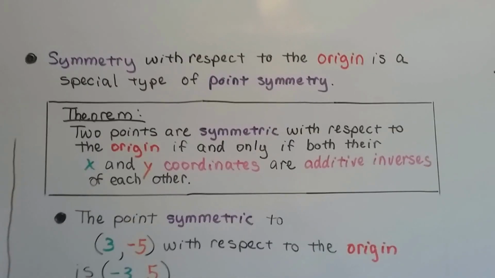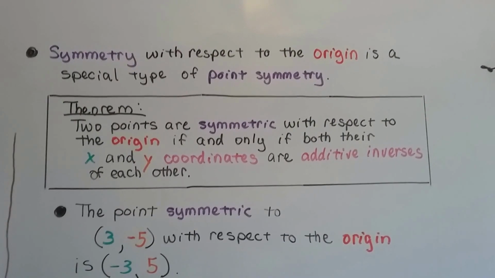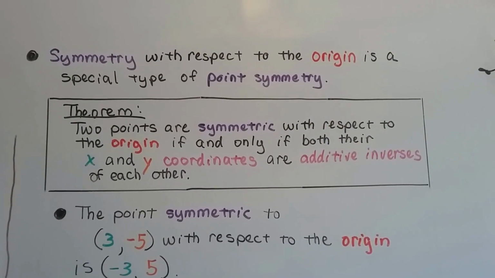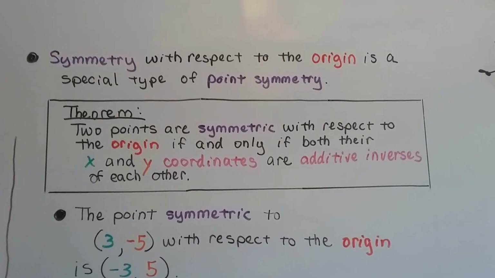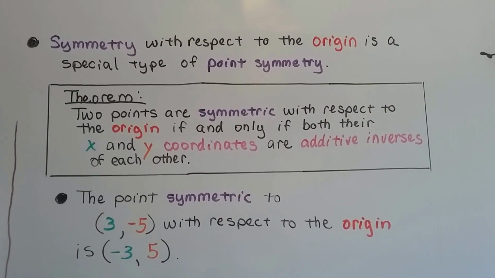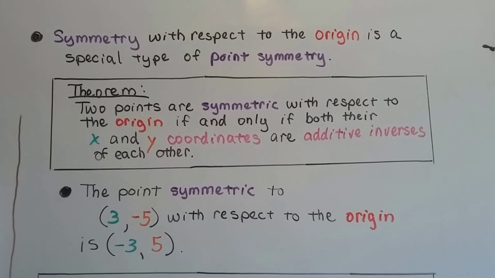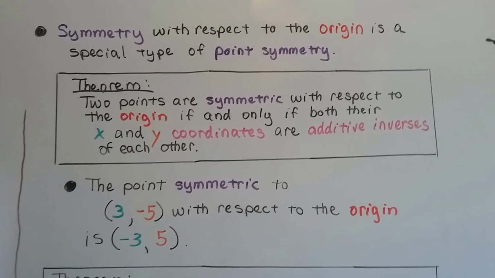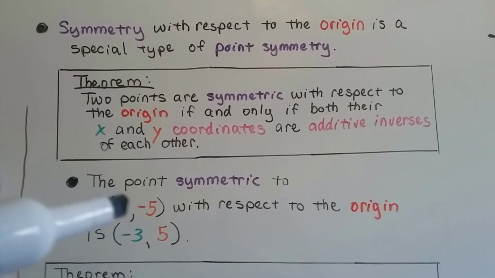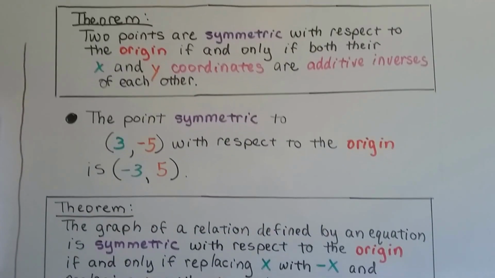Symmetry with respect to the origin is a special type of point symmetry. So here's our first theorem. Two points are symmetric with respect to the origin if and only if both their x and y coordinates are additive inverses of each other. The point symmetric to 3, -5 with respect to the origin is going to be -3, 5. See how we've got the inverse of 3 and we've got the inverse of -5? See? Here's our second theorem.